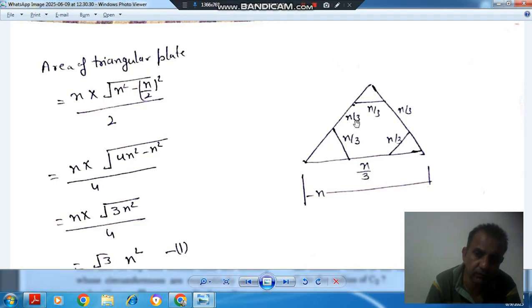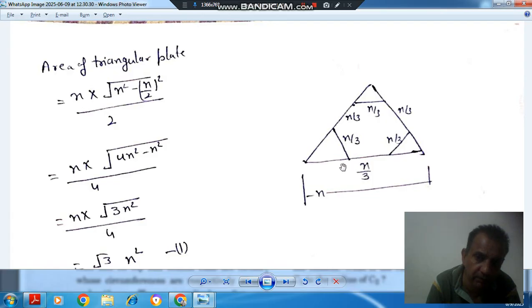So here this is your triangular plate and it is an equilateral triangle with side x. Now its corners are cut in such a way that this is your regular hexagon. For a regular hexagon these sides should be equal. So if it is x by 3 on each side, it can be obtained only when we cut at a distance x by 3 from this corner.